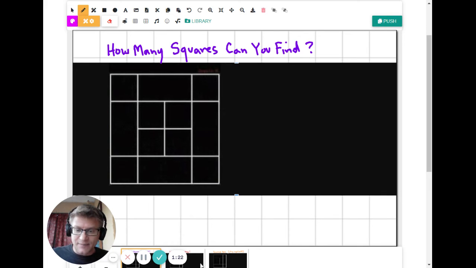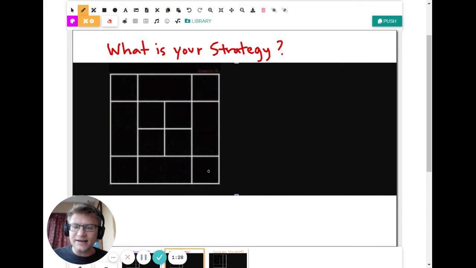So the next thing I'm going to ask you to do is think about your strategy. How many squares are there in this shape? That's the challenge. And now, what is your strategy? One strategy might be to keep track. For instance, I might make an outline, like I might come on here and outline all of these ones that are small squares. This is a small square, this is a small square.